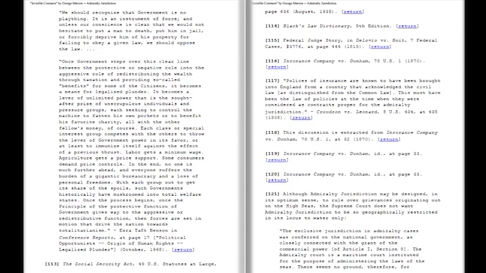Labor gets a minimum wage. Agriculture gets a price support. Some consumers demand price controls. In the end, no one is much further ahead, and everyone suffers the burden of a gigantic bureaucracy and a loss of personal freedoms, with each group out to get its share of the spoils.